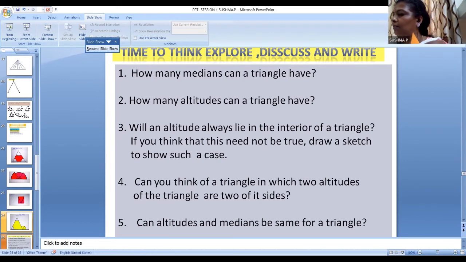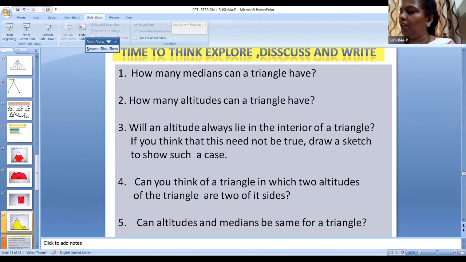Got all the three? Do you notice that they pass through the same point? I think I made a mistake in folding. One minute. You find that they pass through the same point. So can you name the point? Centroid. Centroid of the triangle. So the medians meet at a point called the centroid.